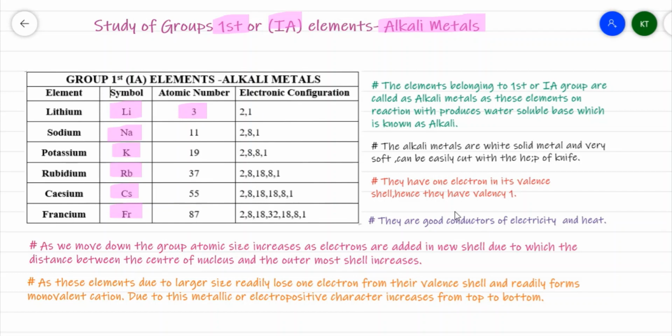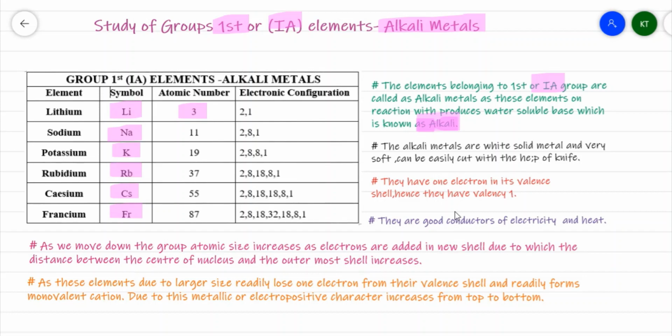Now, first of all, the very first question that comes is why we call these elements alkali metals. Group 1 elements or 1A elements are generally called alkali metals because these elements react with water to produce a water soluble base, which is called alkali. That's why we call these elements alkali metals.